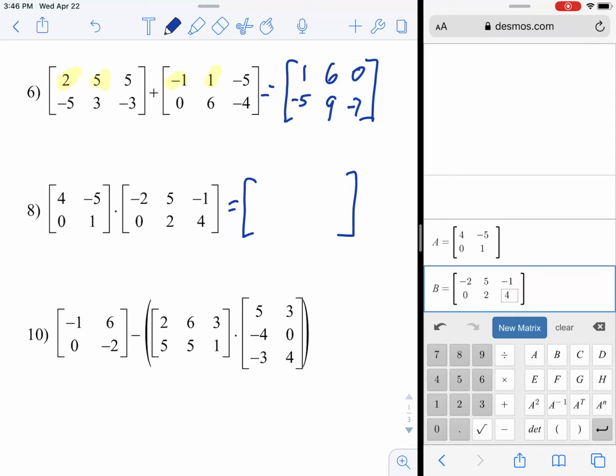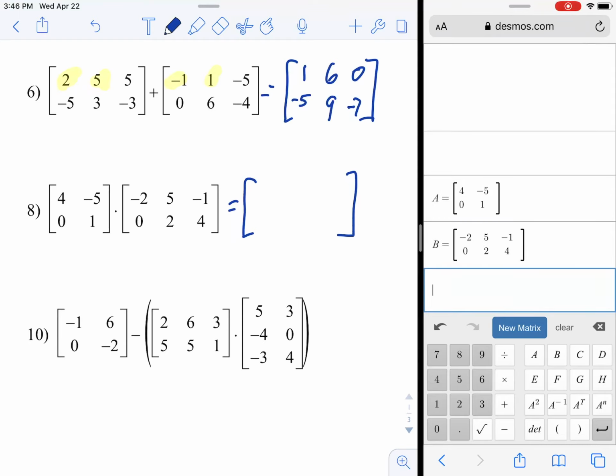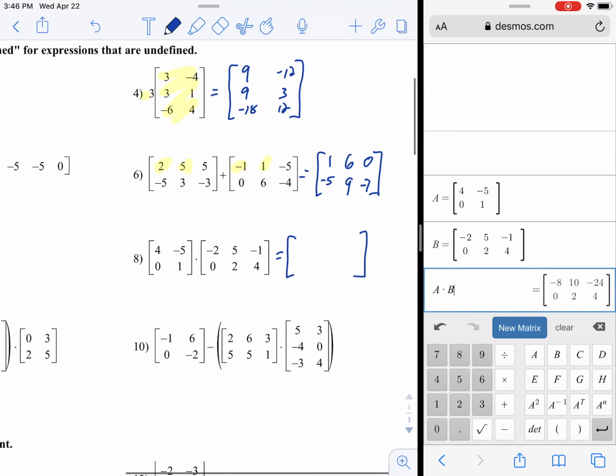Okay, and I need to multiply A times B, so A times B. And so -8, 10, -24, 0, 2, 4. All right.